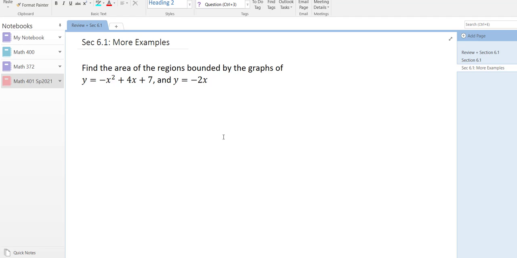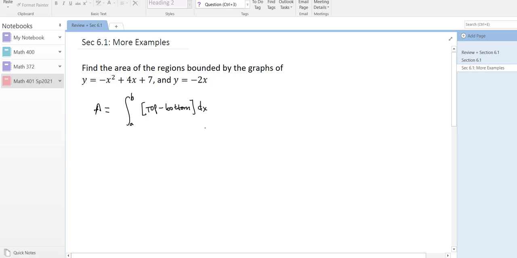So we want to know which one is the top and which one is the bottom. We know from our discussion in class that the area between two curves is the integral from a to b of the top function minus the bottom function dx. And so we need to figure out which one is the top and which one is the bottom. And notice that I haven't given you much information other than the functions themselves.